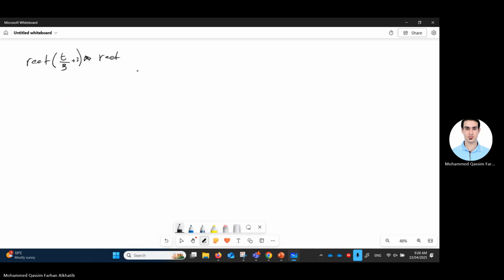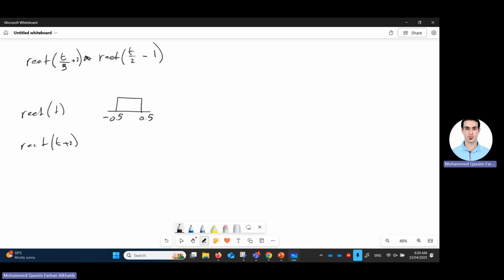Plus 2 rect of t over 2 minus 1. So let's do the first one. Rect of t is going to be this one, from -0.5 to 0.5. Then we do what? Shift or scale? Shift. So rect of t plus 2 means what? To the left by 2 units. So it's going to be -2.5 and -1.5.